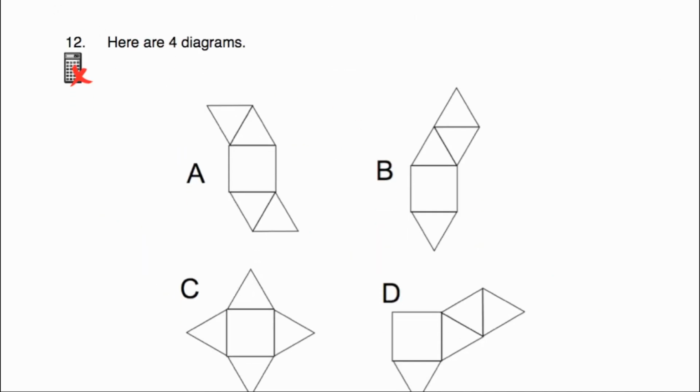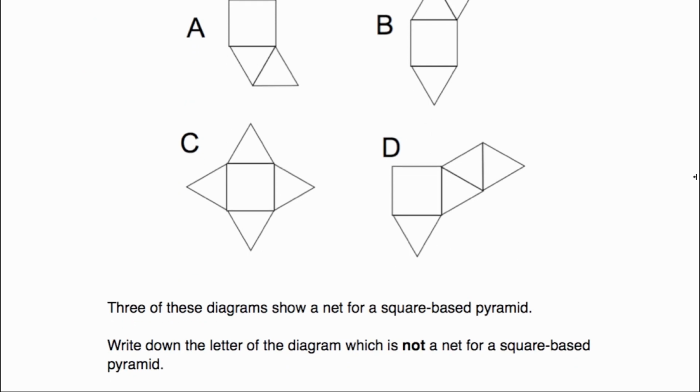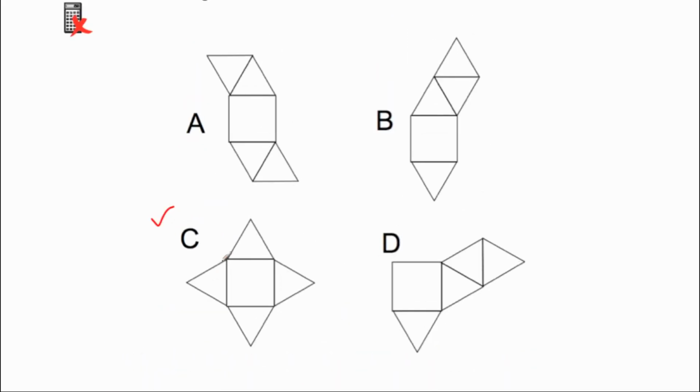Okay, let's have a look at our next question. So question number 12. Question number 12 says, here are 4 diagrams. We've got A, B, C, and D. And the question says, 3 of these diagrams show the net for a square-based pyramid. As you can see, net C would be the typical net of a square-based pyramid, or the one that I would usually draw if I was asked to draw one. But 2 more of these will work and 1 of them won't. And we've been asked to write down the letter of the diagram which is not the net of a square-based pyramid.